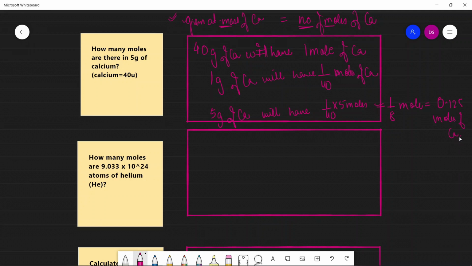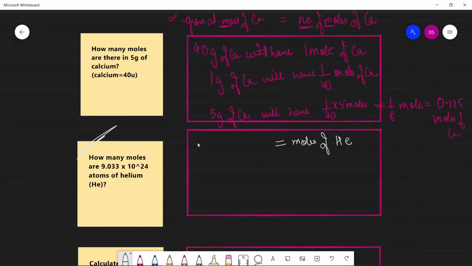There is only one trick. Whatever is asked from you, you have to keep it on right hand side, and whatever information is given to you, just keep it on left hand side. Based on this particular trick, we are going to solve another question. Okay. Now this one, second question. How many moles are 9.033 into 10 raised to the power 24 atoms of helium? Okay. Now just keep in mind, whatever is to be calculated goes on the right hand side. So you have to calculate number of moles of helium.